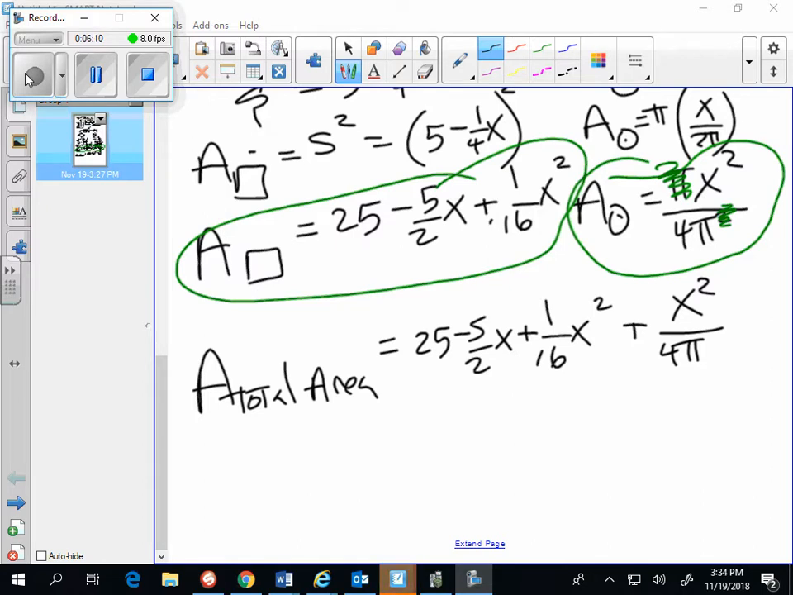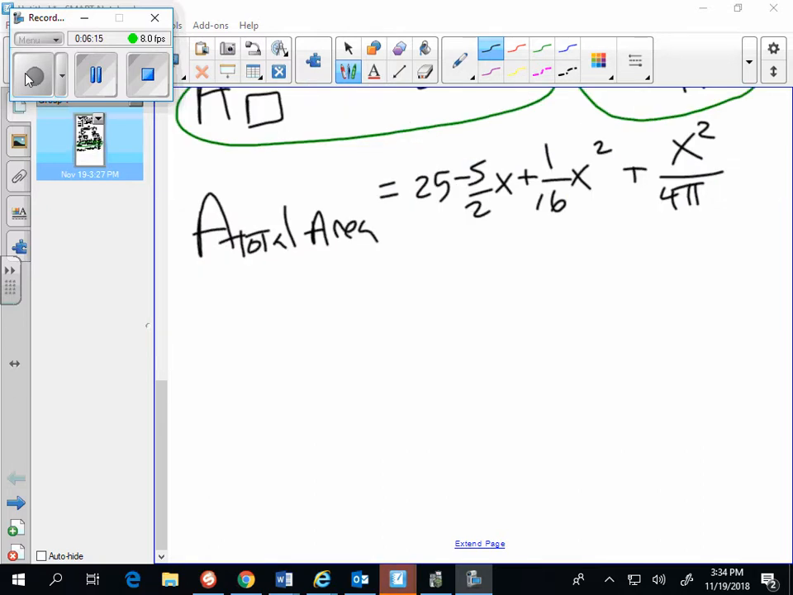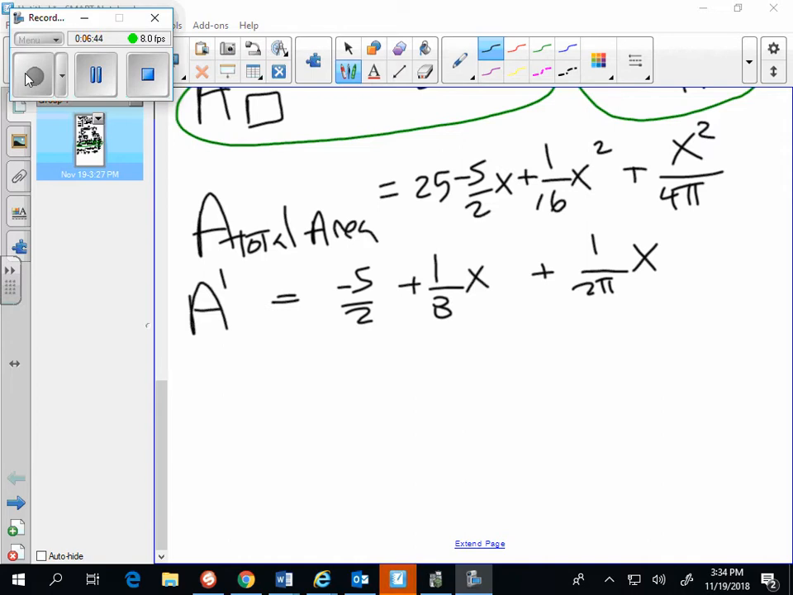Are we done? Can we set this equal to 0? No. We still haven't taken the derivative of this yet. We need to know A prime in order to find when area is maximized. So let's find the derivative. The derivative of this is 0. The derivative of this is negative 5 halves. The derivative of this is 1/8 x. And the derivative over here, the 2 will come down, and I'll have plus 1 over 2 pi x. Okay, so there's my A prime.